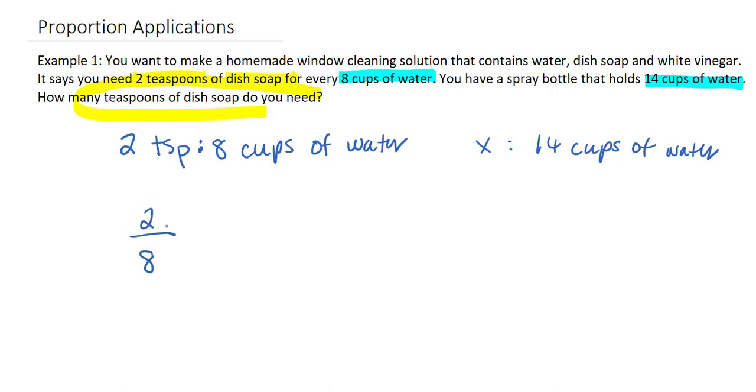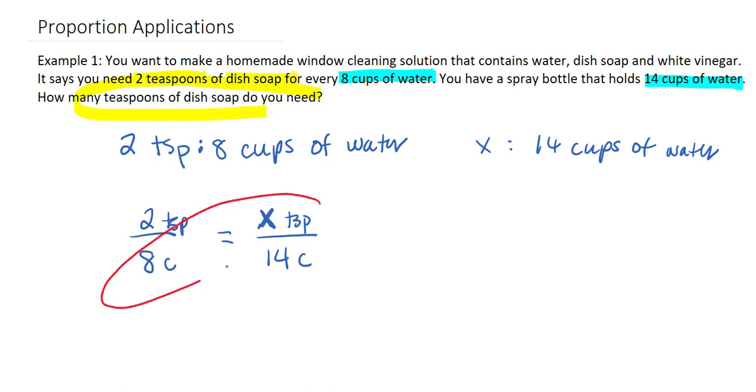Notice you could flip this. You could go 8 on the top, 2 on the bottom, and then you just have to make sure you're consistent on the next fraction. So we'll just do this, teaspoons and cups. Then on the right hand side, we have X, which is what we're trying to solve for, and that's in teaspoons. So X is our variable we're solving for, over 14 cups. Notice we did the 2 teaspoons to 8 cups, the X teaspoons to 14 cups. Now we can go ahead and solve.